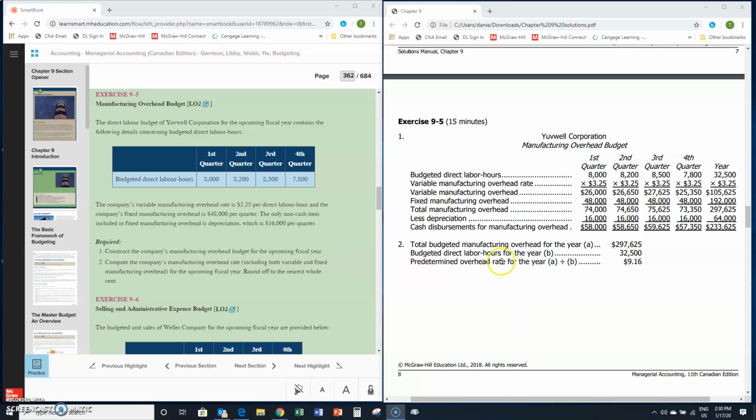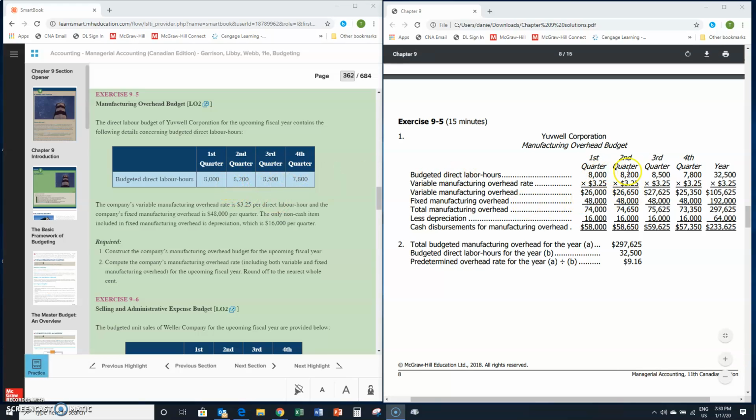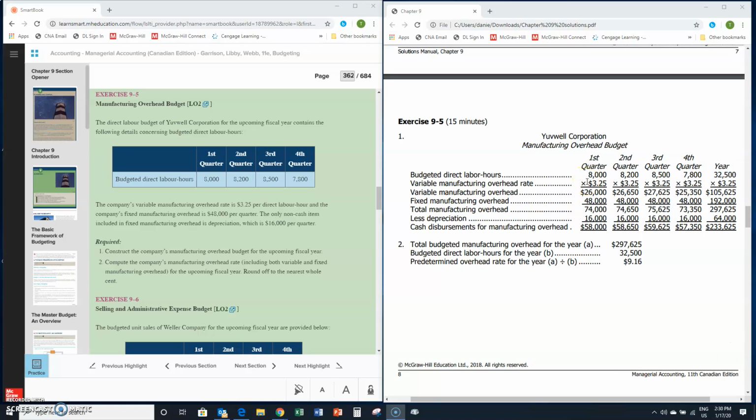So we start with each quarter. We have the budgeted direct labor hours given to us here, so you put those in. The variable manufacturing overhead rate is given to us at $3.25 per direct labor hour. So that means for our variable manufacturing overhead, you just multiply them. Then with the variable, you add in the fixed manufacturing overhead, which we're told is $48,000 per quarter. And we can see here that it's just every quarter we have $48,000 in.